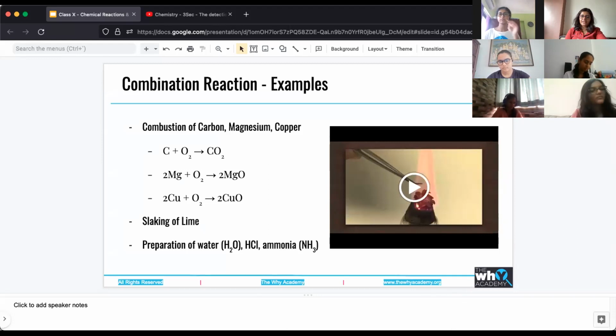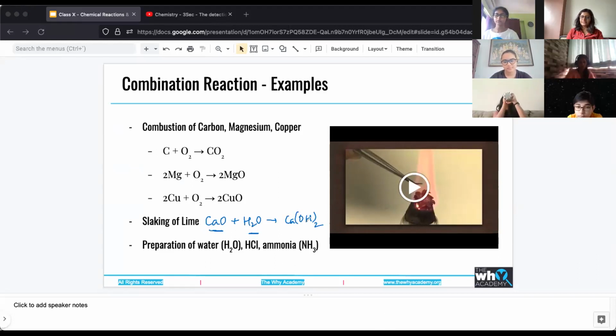Do you guys remember the reaction for slaking of lime? Anyone tell me? What is the chemical reaction? What is lime and what is slaking of lime? Quicklime plus H2O, CaO plus H2O becomes Ca(OH)2, calcium hydroxide. There you go, correct. Slaking is basically dissolving in water. This is extremely exothermic. That's where we saw the reaction. But also, we have two substances combining to give a single product. This is also a combination reaction.